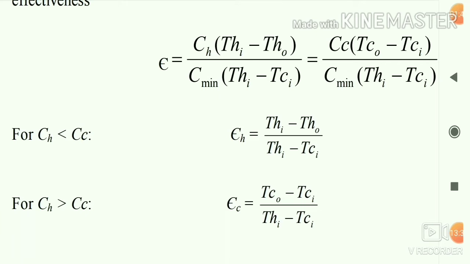And you see that when the Cc value is greater than the Ch value, then we put the Ch value in the denominator, and when the Cc value is less than the Ch value, then we put the Cc value in the denominator, and this is the simple concept.